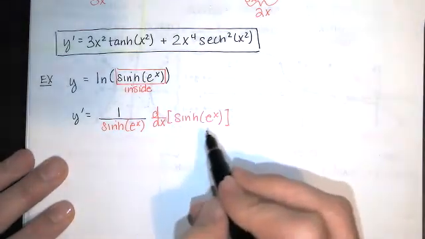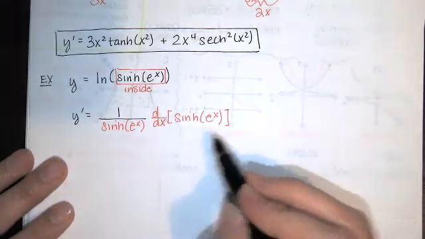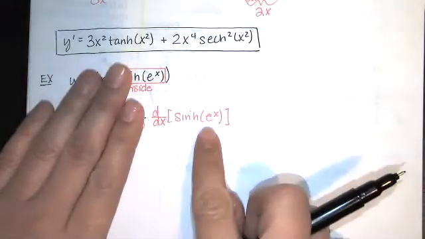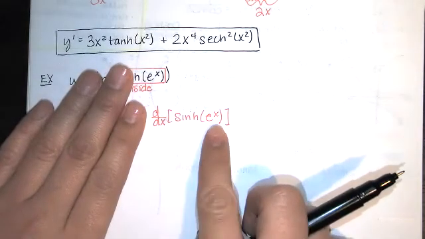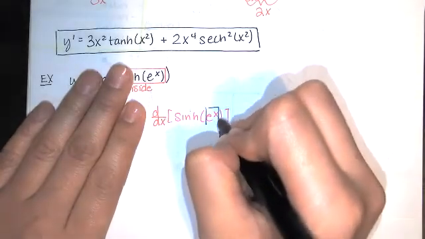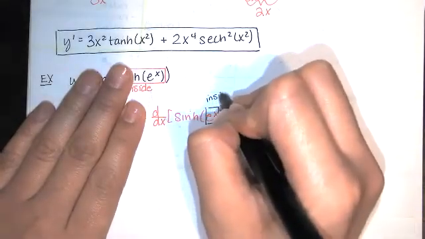Okay, then I look at this one and I say, what rule do I have for that? Sort of ignore this, I don't even need it anymore. Just focus on this derivative. Well, the derivative of that requires the chain rule as well because I've got the hyperbolic sine of this inside function.